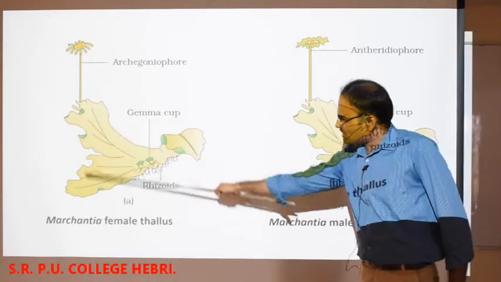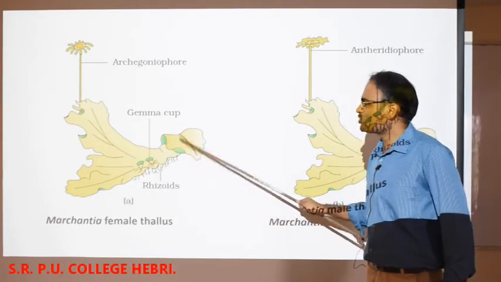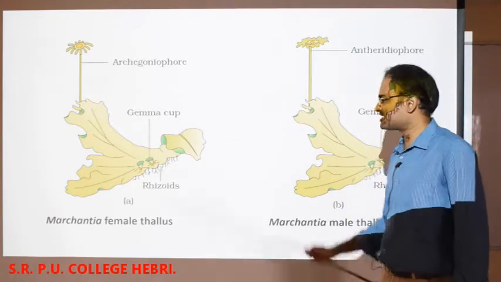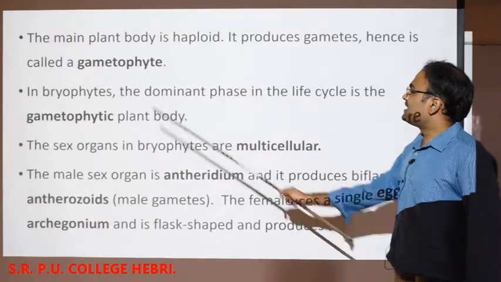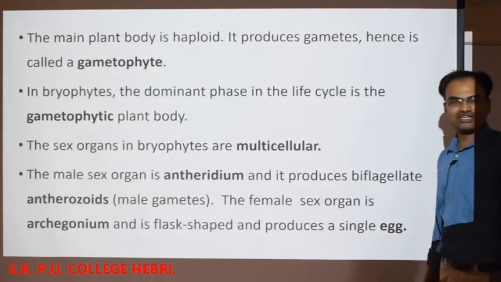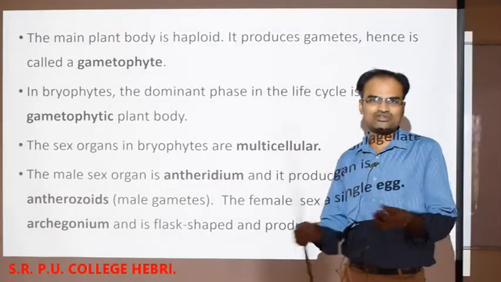This thallus is called the gametophyte. Why? Because it is going to produce the gametes, that is the sperm and egg cell. That's why it is called the gametophyte. In bryophytes, the dominant phase in the life cycle is the gametophytic plant body. So in bryophytes, the dominant phase is the gametophyte.